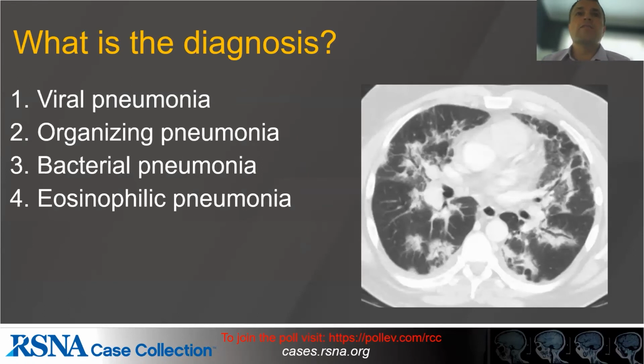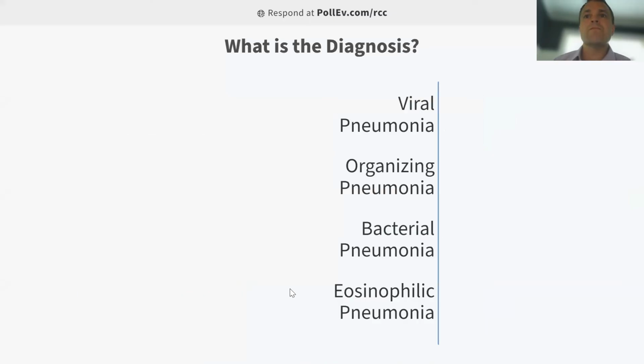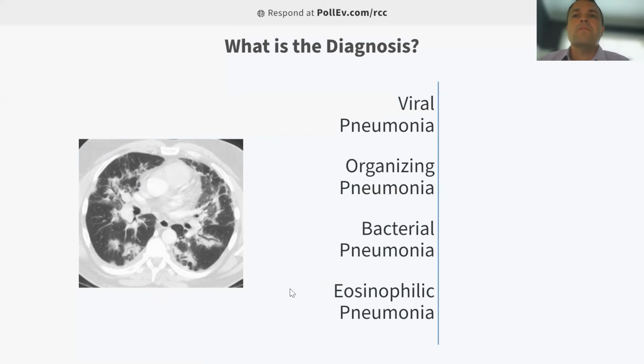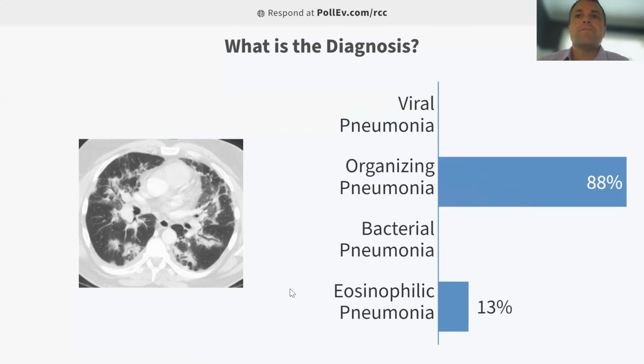And so what is the most likely diagnosis here? And again, this is prior to the COVID pandemic. So is this viral pneumonia, organizing pneumonia, bacterial pneumonia, or eosinophilic pneumonia? Most people are choosing organizing pneumonia, and then several are choosing eosinophilic pneumonia.